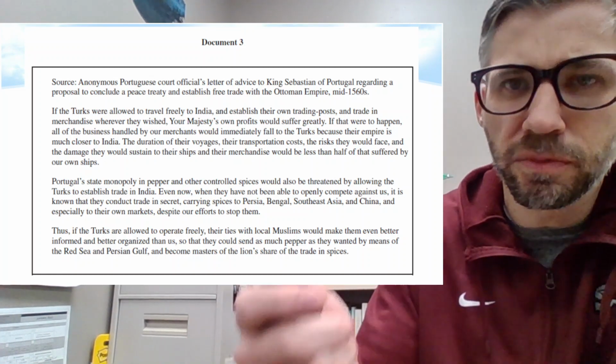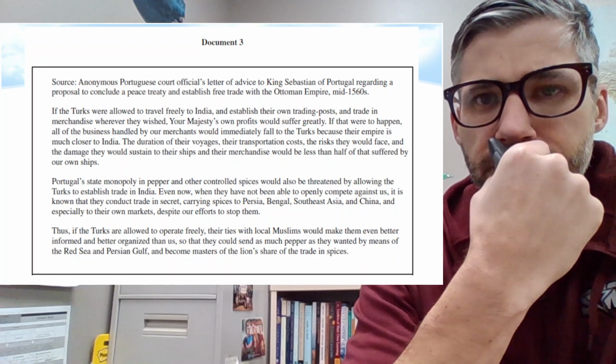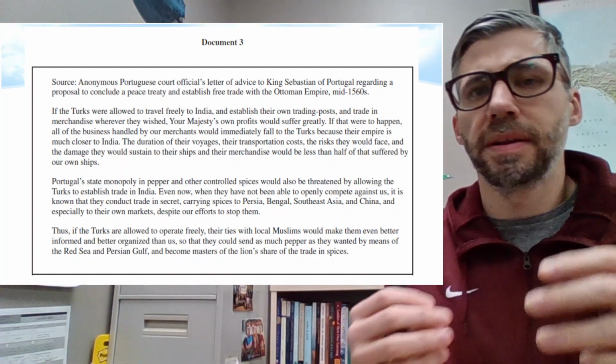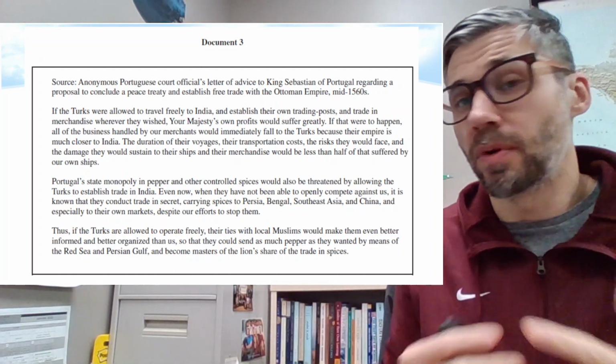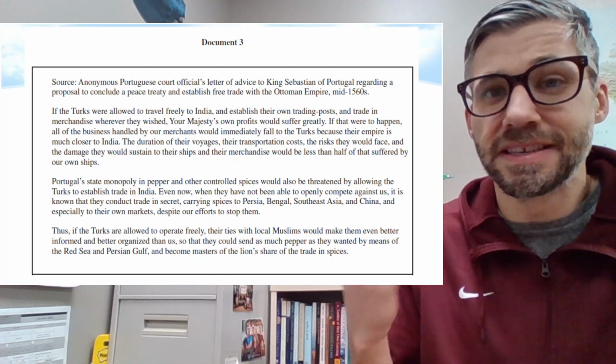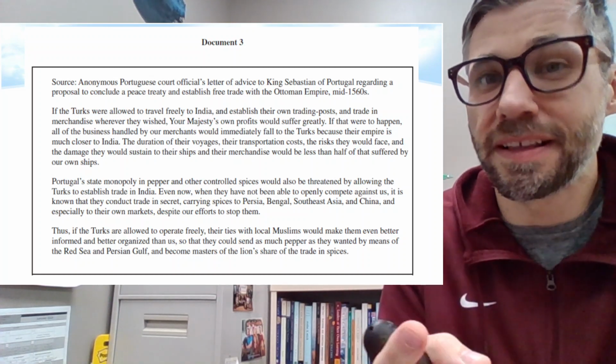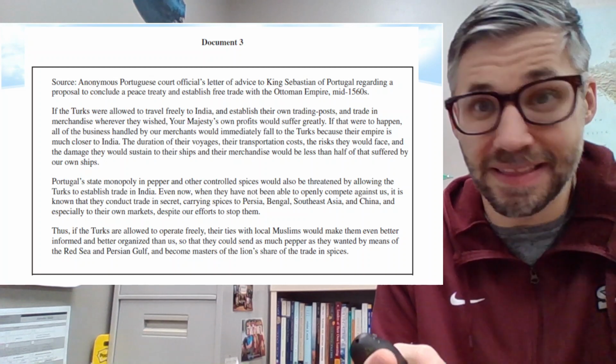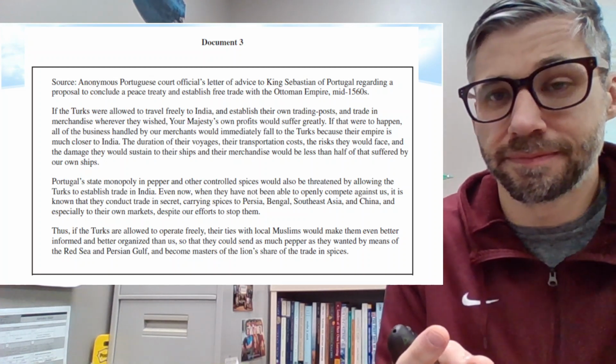Why would this official be given this advice? What broader patterns or broader context shines some light on this, where we'd say, yeah, this is a great example of that.